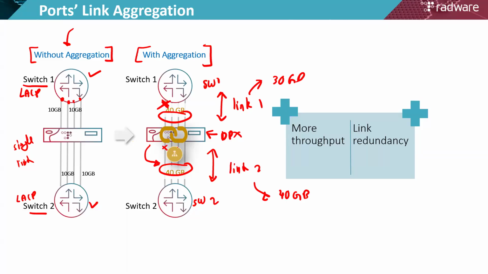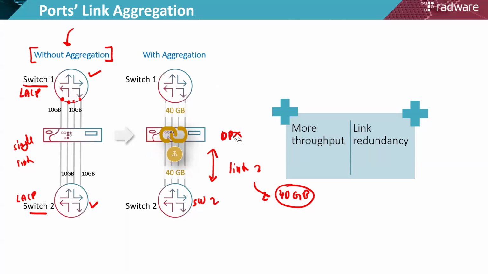So this link will not be down. It would still be up and running. So on link 1, we will have 30 GB, but on link 2, we'll have 40 GB. Basically, it will give you stability across multiple links. So that's the advantage. A change in one link does not affect the other link. So this is your link aggregation.